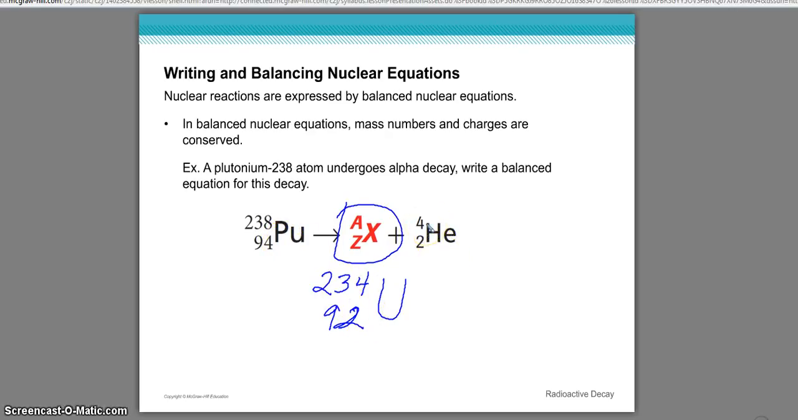So that's how we're going to write these nuclear equations and balance them, is we're going to pay attention to those mass numbers and to the atomic numbers and make sure that they're balanced on both sides.